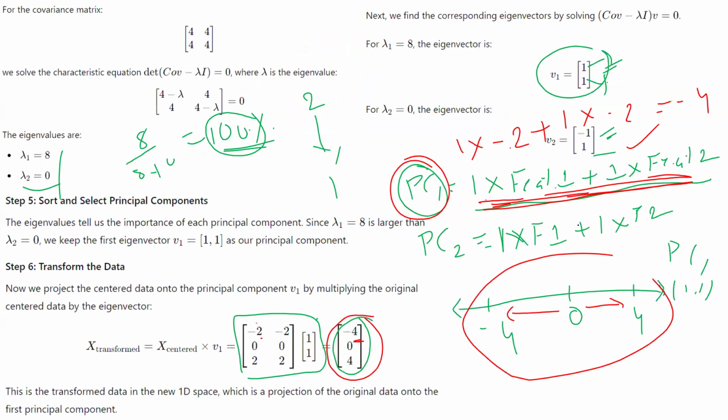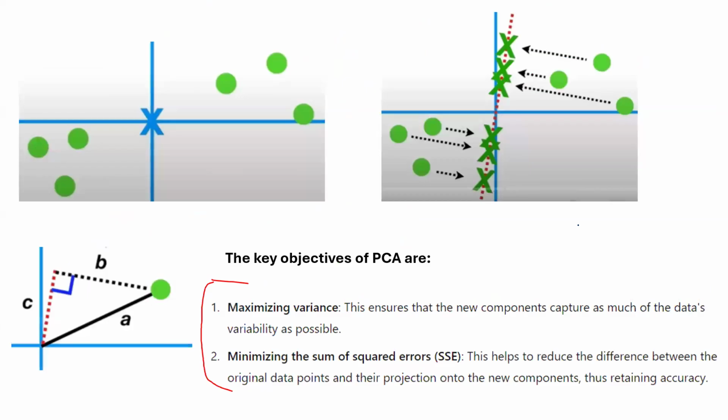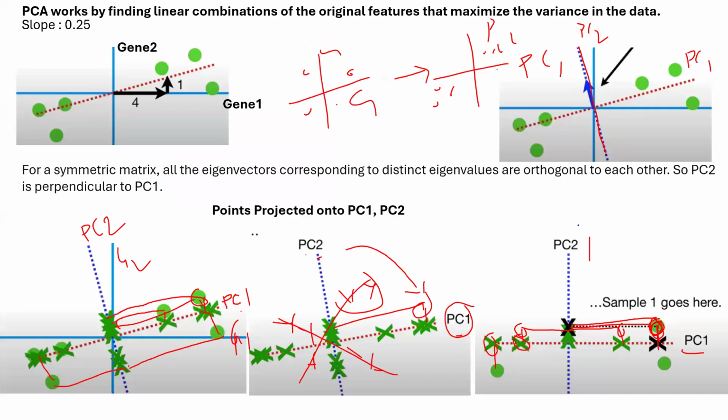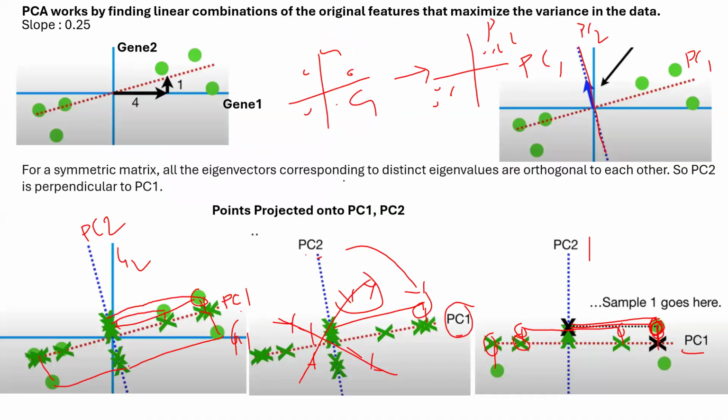And now I also told you something about this one. I said I'll come back to this again. I mentioned that eigenvectors corresponding to the distinct eigenvalues are orthogonal to each other. I said all the principal components are orthogonal to each other, is what I have told, right? So all principal components are orthogonal to each other.